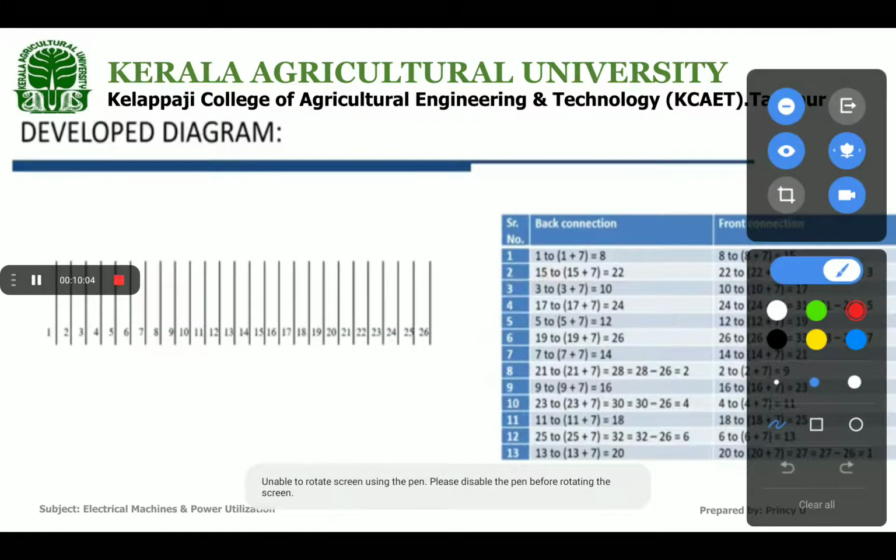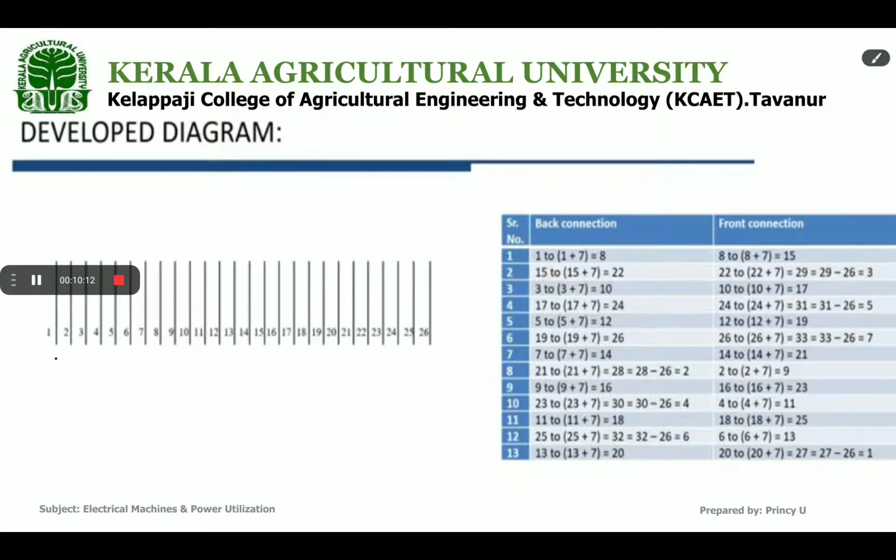Okay, we are going to draw this. Start from the first conductor to 8. Starting at the first conductor, you should reach the 8th conductor. So you draw first to 8. Always the back connection is at the upper side. Now the front connection, 8 to 15. So you start from 8.